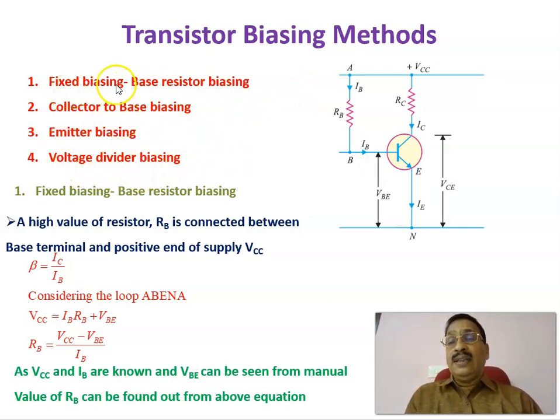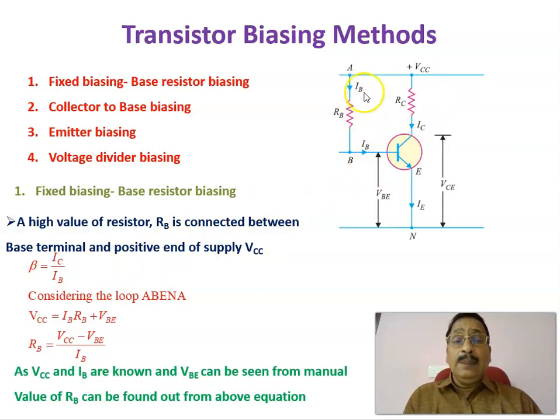Coming to the first one, fixed biasing or base resistor biasing. In that one, as shown in the figure, a fixed value of resistance RB is connected between VCC and the base. This RB is for biasing, to drive the required base current to the base. Collector current is equal to beta times IB, or IC by IB is equal to beta.